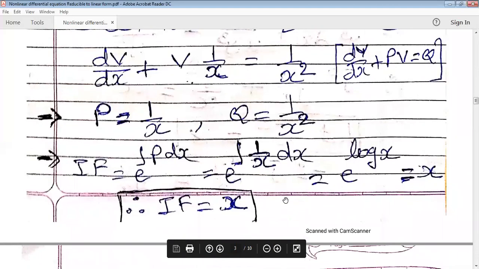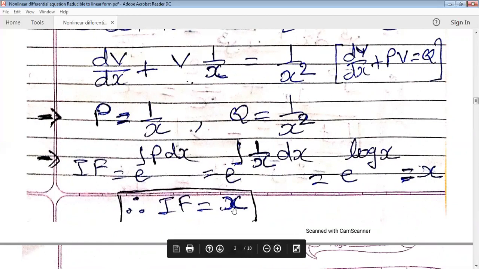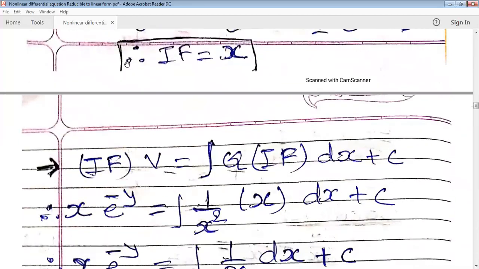Now we solve with the integrating factor e raised to integral of p dx. Your p is 1 by x dx. Integration of 1 by x is log x. So e raised to log x is x itself. So our integrating factor is x. Students, this is our linear equation in v. So our third step is integrating factor into v is equal to integral of q into integrating factor dx plus c.